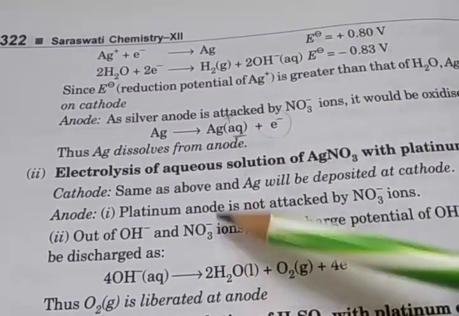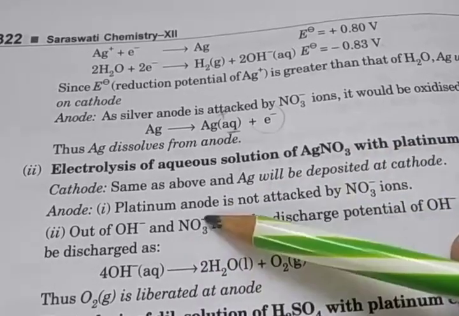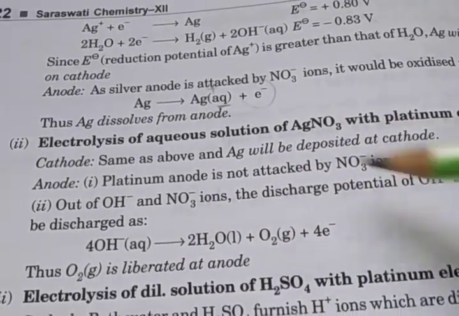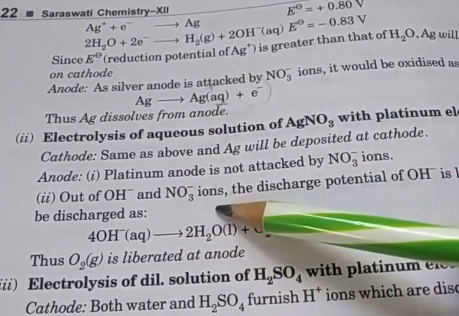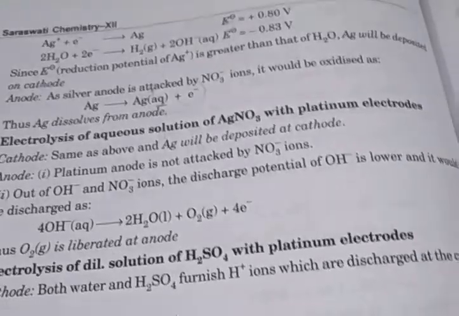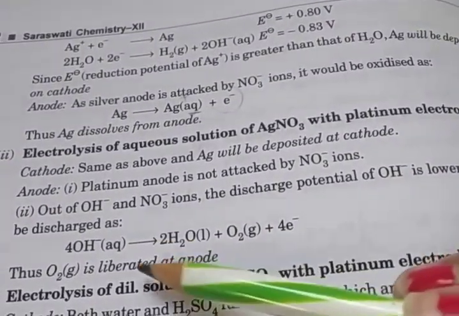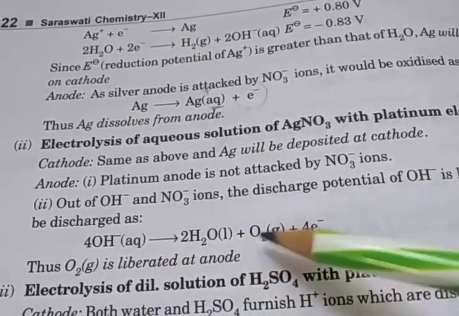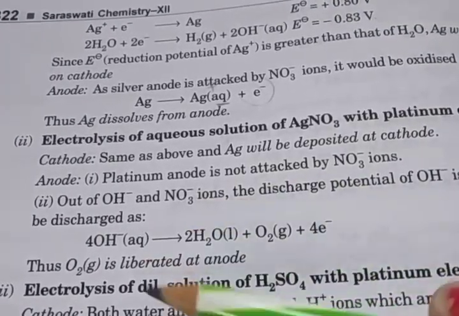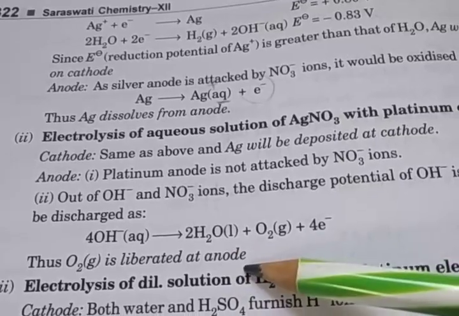But at the anode, here the platinum anode is not attacked by nitrate ion. So out of OH- and nitrate ion, the discharge potential of hydroxide ion is lower. And it is discharged as 4OH- converts into 2H2O plus O2 gas plus 4 electrons. So oxygen is liberated at the anode.